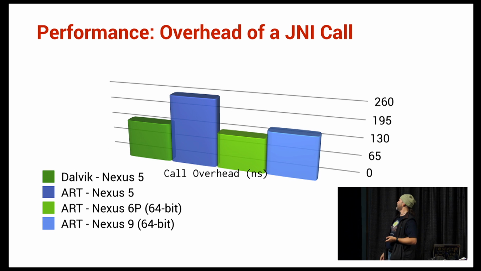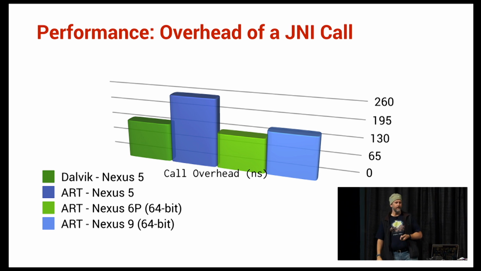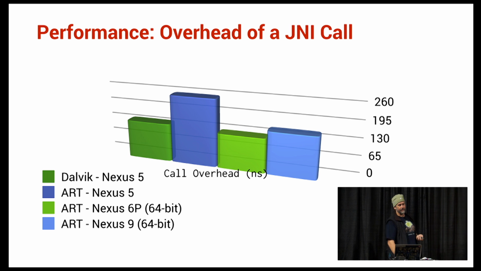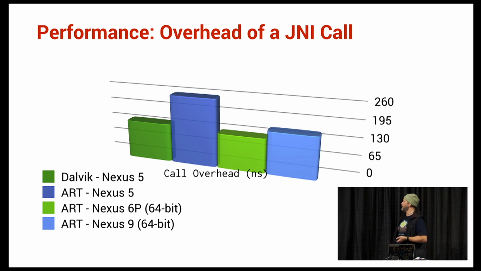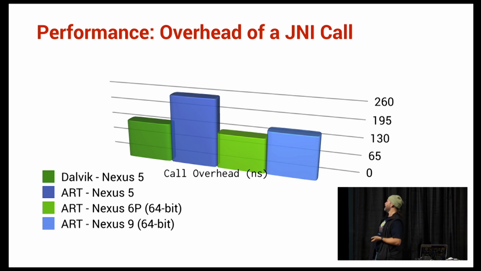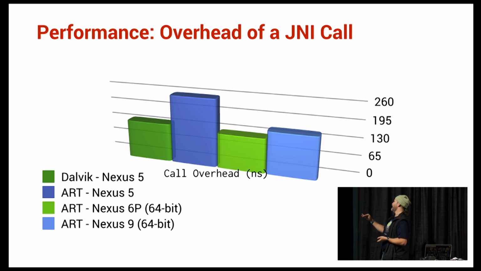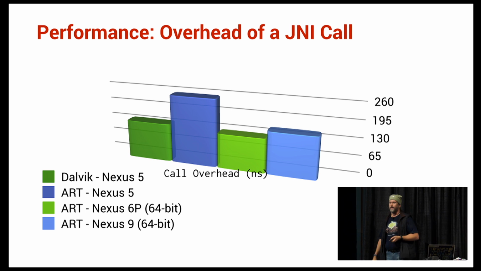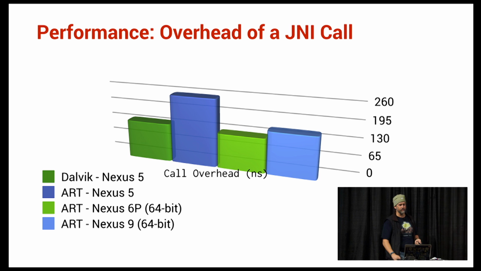This is a two-way call. So on Dalvik, our overhead was a little less than 130 nanoseconds. On ART, it's almost twice that. Good thing that devices are getting faster. You can see I've also benchmarked a Nexus 6P and a Nexus 9, both in 64-bit mode, and you see they're actually pretty fast. Even the Nexus 9 actually doesn't outscore Dalvik running on a Nexus 5 for doing these kinds of things.